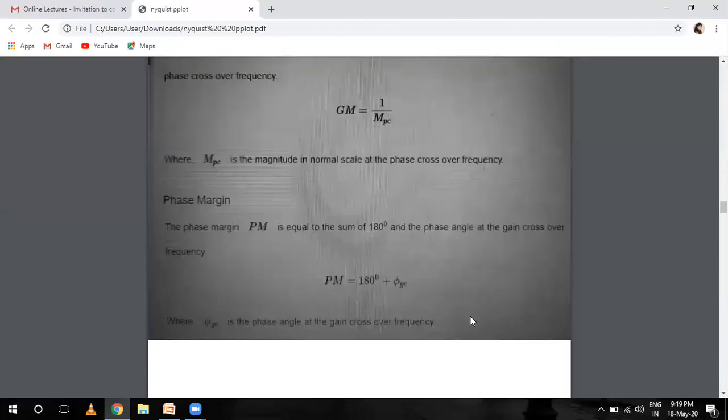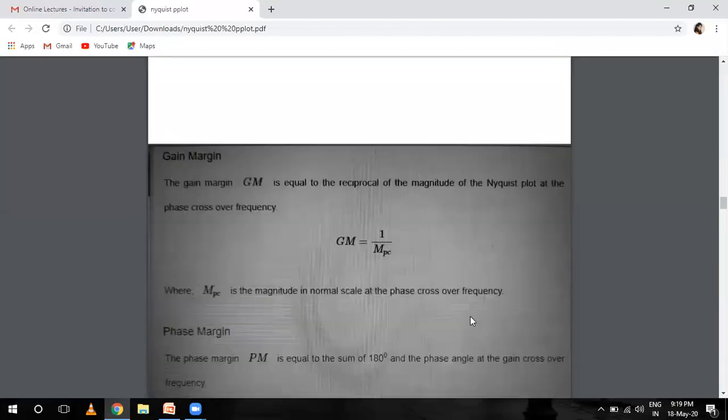Now come to the gain margin and phase margin concept. The gain margin is equal to the reciprocal of the magnitude of the Nyquist plot at the phase crossover frequency. देखिए बहुत important definition है. गेन मार्जिन किसके इक्वल होता है? जो ये Nyquist plot का magnitude है, किसका? At phase crossover frequency पे. Phase crossover frequency पे जो magnitude है Nyquist plot का, that is gain margin, where M_PC is the magnitude of the G(jω)H(jω) in normal scale at the phase crossover frequency.